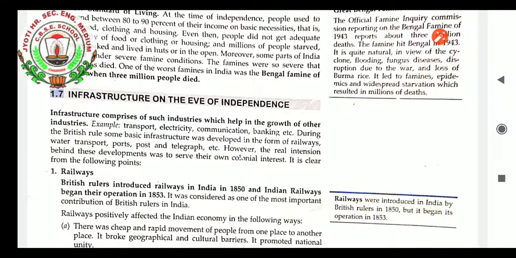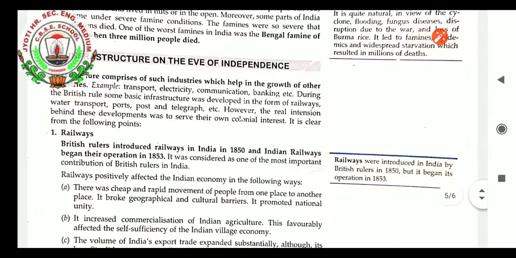Next is infrastructure on the eve of independence. Now comes infrastructure. What do you mean by infrastructure, student? Infrastructure means the roads, transportation, advertisement and communication which are needed to connect the people from one place to another.